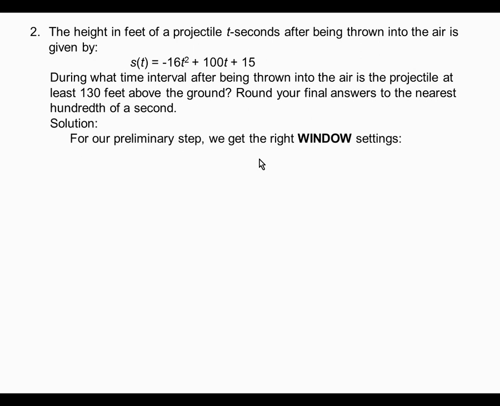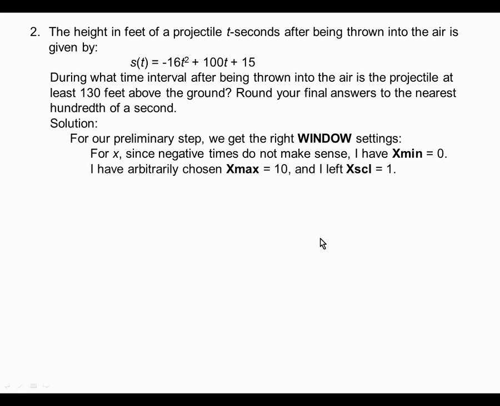So for our preliminary step, we get the right window settings. Because notice 130 feet, remember our y max only goes to 10 by default. For x, negative times do not make sense, so I'm going to have my x min be 0. And I've arbitrarily chosen x max to be 10. I'm assuming that this can happen within 10 seconds. And I left my x scale at 1.